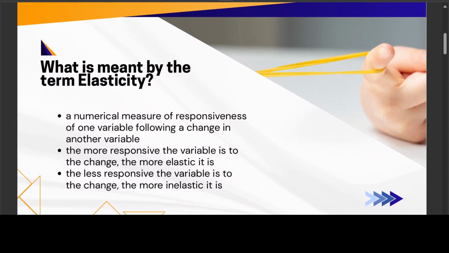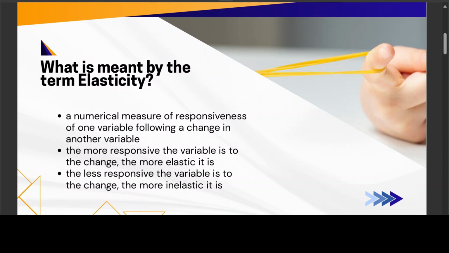First of all, we need to know what is meant by the term elasticity. Elasticity always refers to a numerical measure of responsiveness of one variable following a change in another variable. So let's say there are two variables and they have some kind of relationship, maybe proportional, maybe inverse. So when one changes, it affects another.